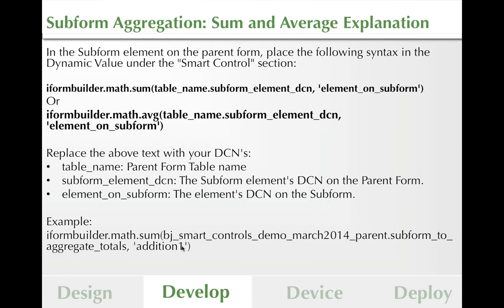Then we have the iFormBuilder.math.sum, so that'll add the values from the records taken in a subform and display the sum of the values within the parent form. The average finds the average from the records taken in the subform and displays the average on the parent form. And then the getNext sequence, this allows the user to keep track of how many records they have provided.